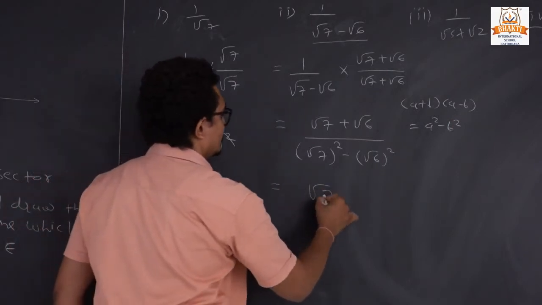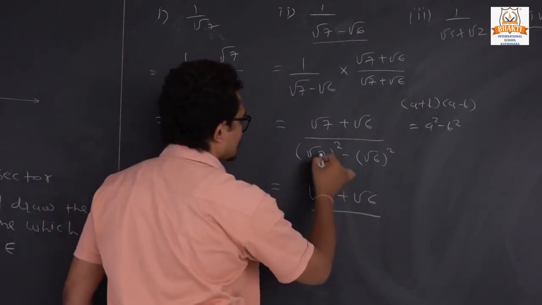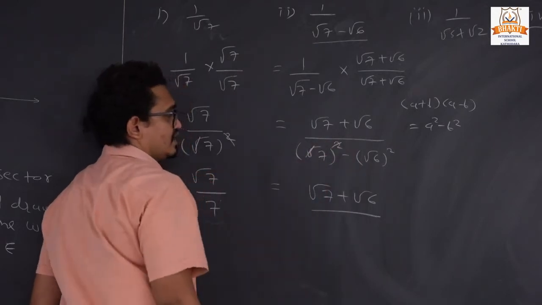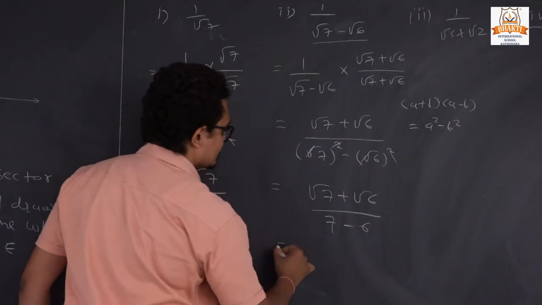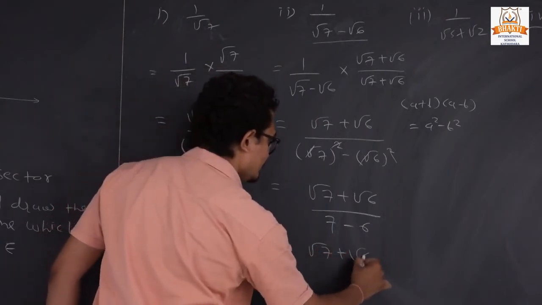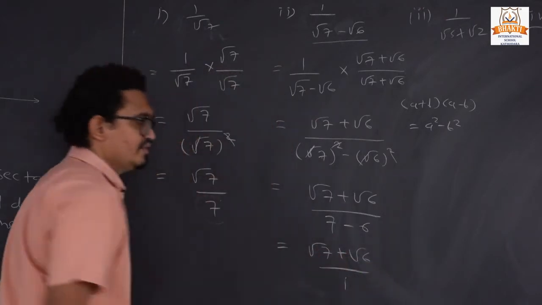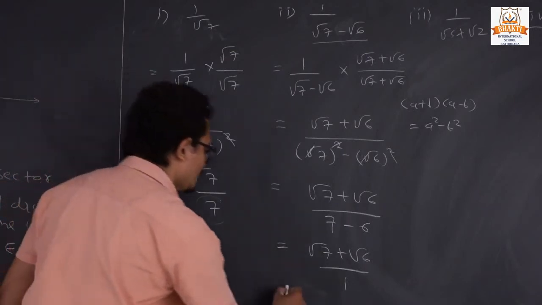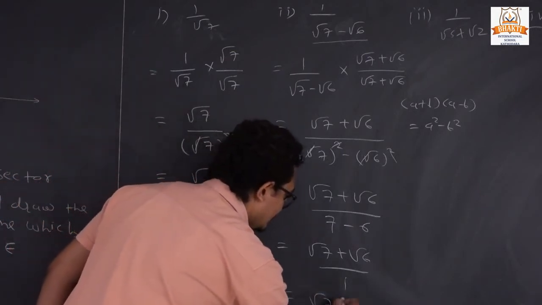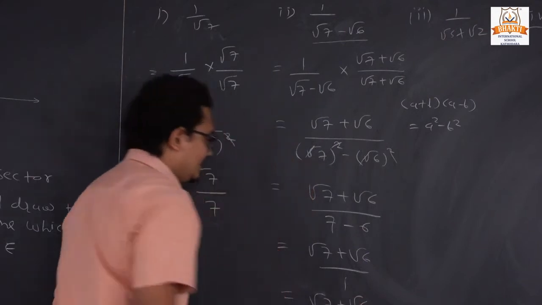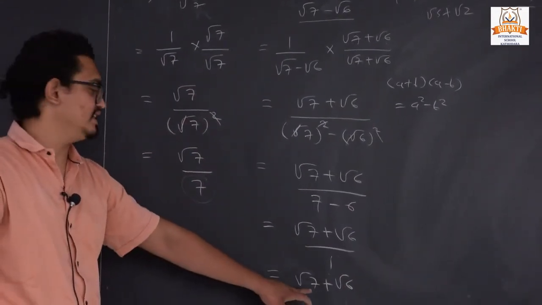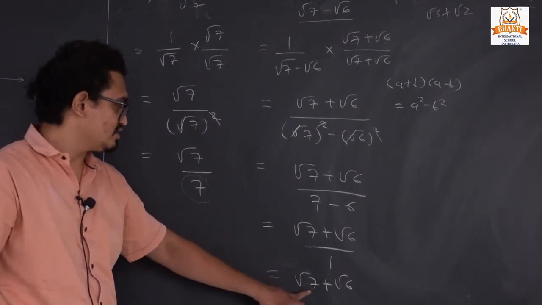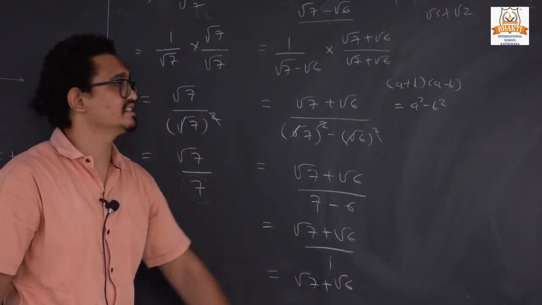Next, root 7 square root cut, same thing will happen here. So 7 minus 6, so it will be answer 1. So if you are not writing the 1 in the denominator, there will be no change in our answer. So finally we can get root 7 plus root 6.